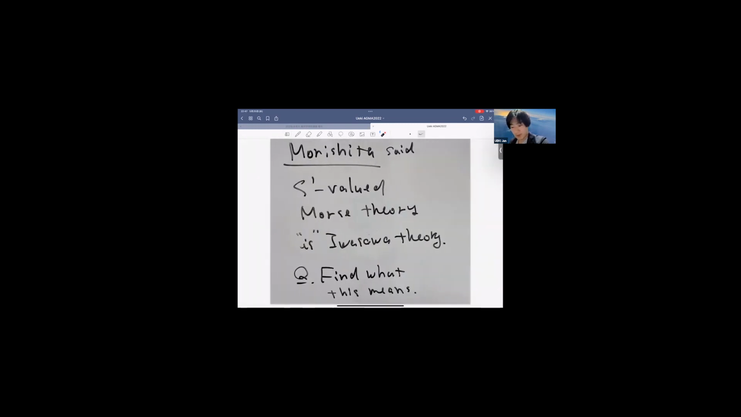I just have one more remark to finish this talk. Professor Morishita, my supervisor, told me that S^1-valued Morse theory is Iwasawa theory. I don't know why, but it must be an important, interesting question to find what this means. And that's all. Thank you for listening.